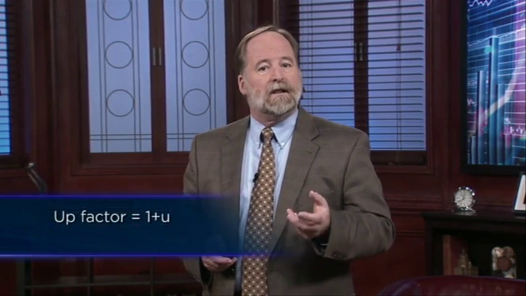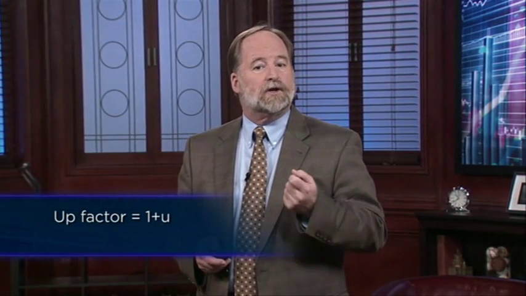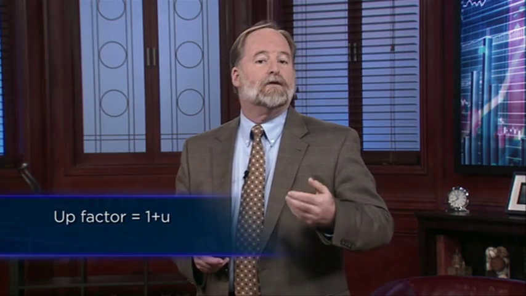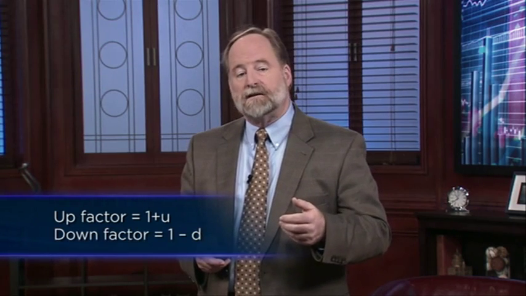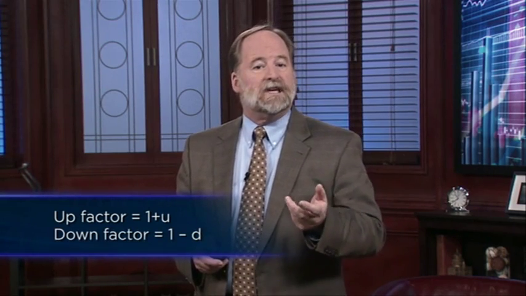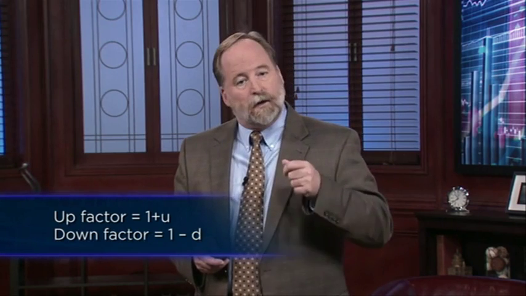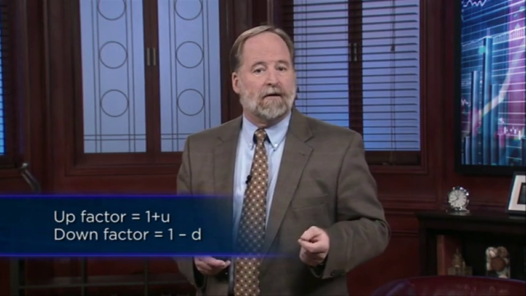Let's see exactly how this is going to work. At any point in time, the price will change over the next period by only one of two factors. One for the price goes up, and the other for the price goes down. Let the up factor be 1 plus U. So U is the percentage return in the underlying when it goes up. Let the down factor be 1 minus D. So D is the percent return when the underlying goes down.